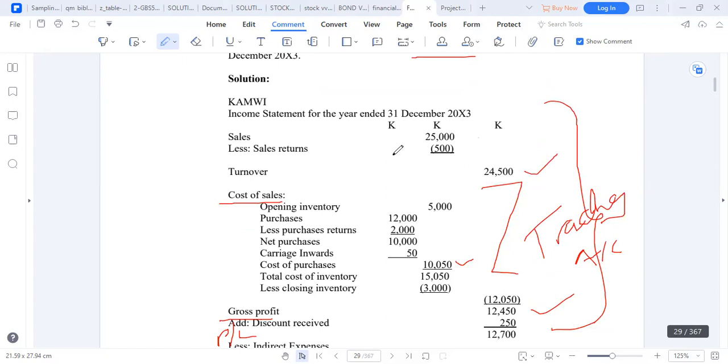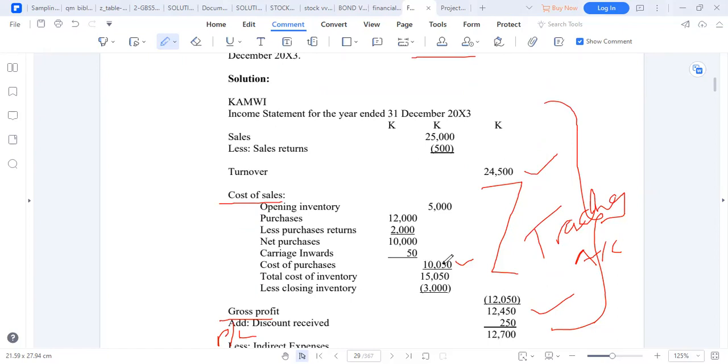So we start with our sales. We less sales returns to get 24,500. Then we go to the cost of sales. Our opening stock, we'll put it there. Purchases, we less purchases returns. The figure, we put it there. To the purchases, we're going to add carriage inwards. This is a direct expense. If we had any customs duty, we would have added it.